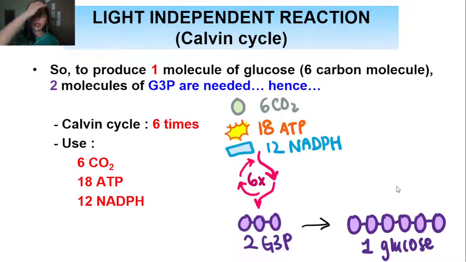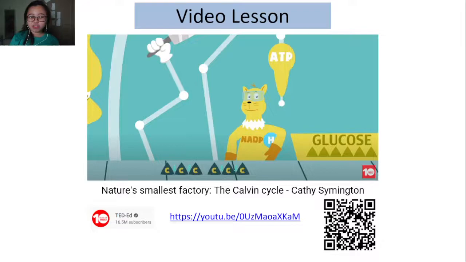So, ini untuk bantu kamu dapat gambaran lah untuk berapa kali kita perlu buat Calvin cycle untuk buat 1 molekul glucose ataupun berapa molekul G3P. When I was learning about the Calvin cycle for the first time, I found it very, very confusing because I don't understand why we need to do 3 cycles or 6 cycles.